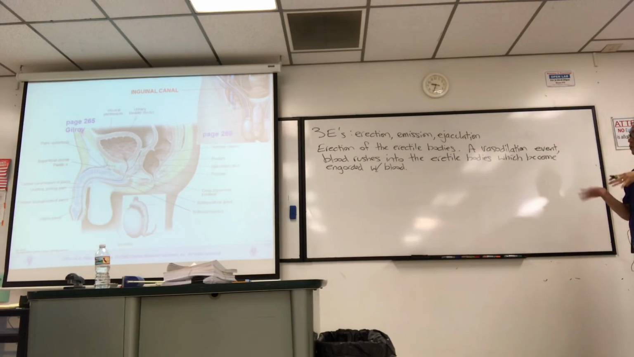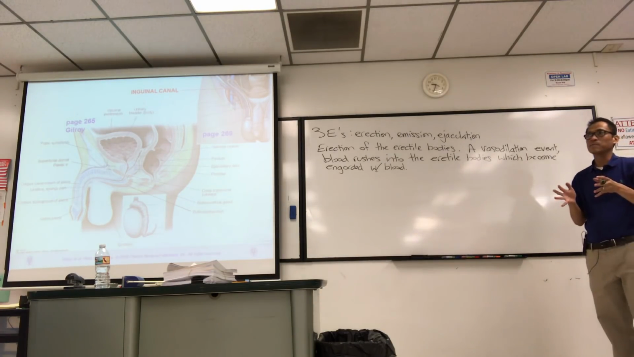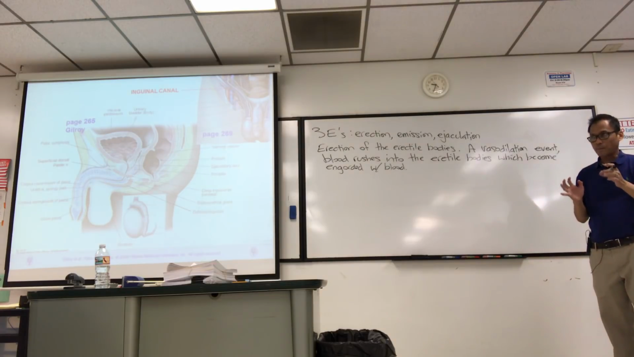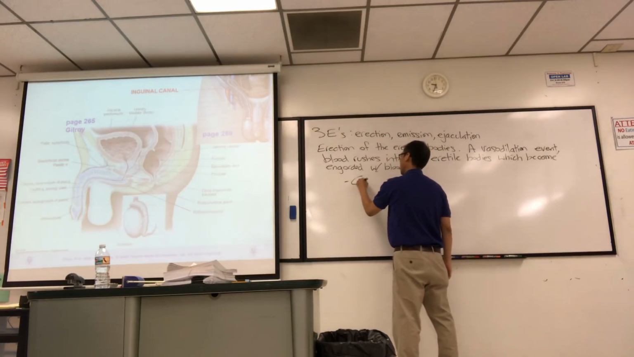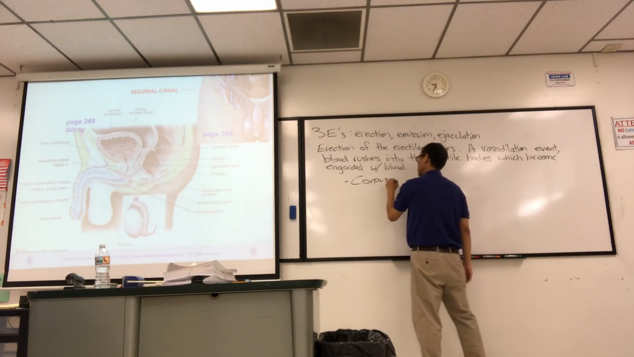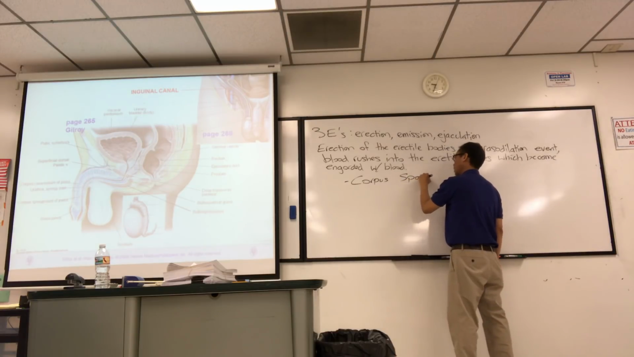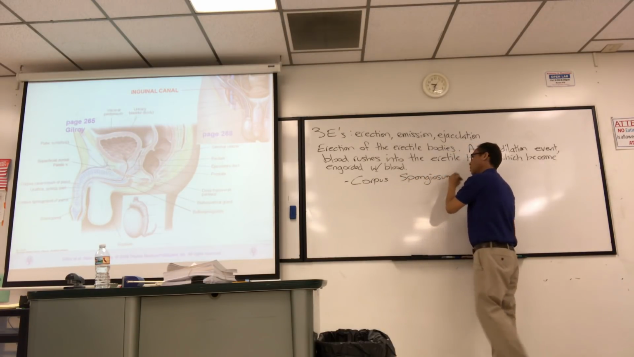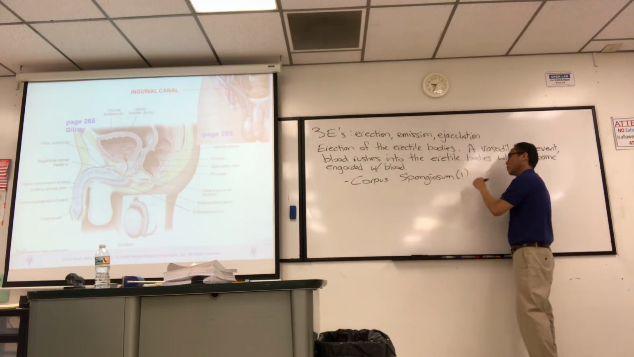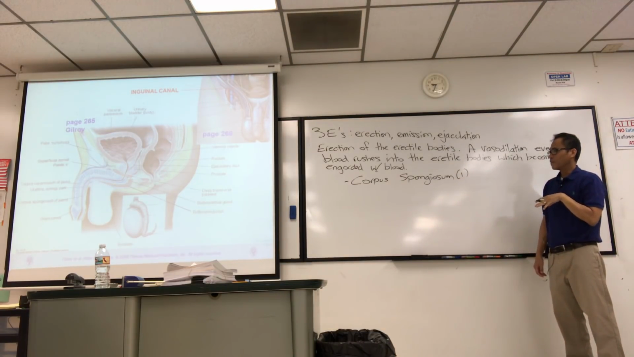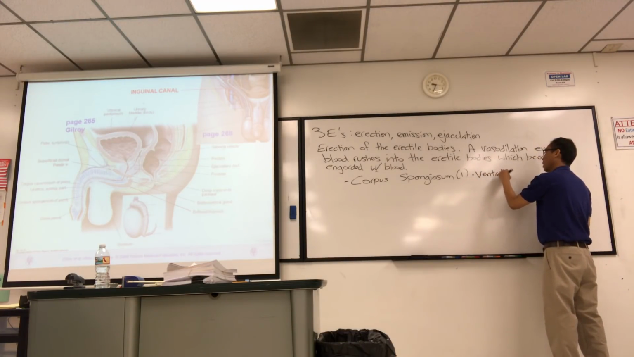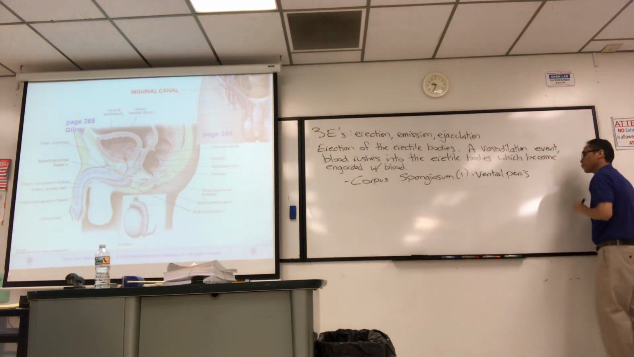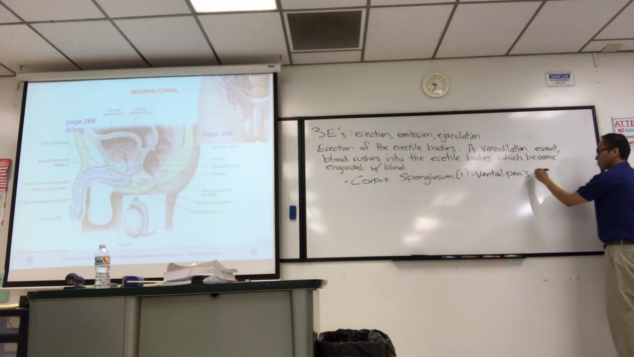So there are 2 different types. There's the corpus spongiosum and the corpus cavernosum. Let me write them down. Corpus spongiosum. There's one of them. And this forms the ventral aspect of the penis. In the ventral aspect of the penis, there's something called the bulb and the glans penis.